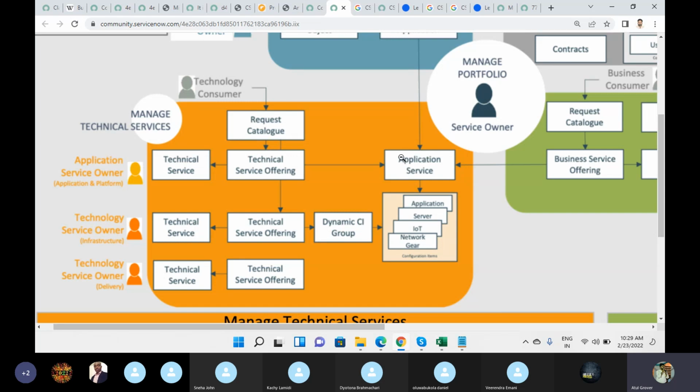This is called the application service, which is used by the customer to raise an incident, a change or a problem. This particular area is completely in the background. The customer never knows who is supporting me in the background. In this, we have an application service, a technical service and technical service offering, and we have a dynamic CI group. A very, very big, what can I say.